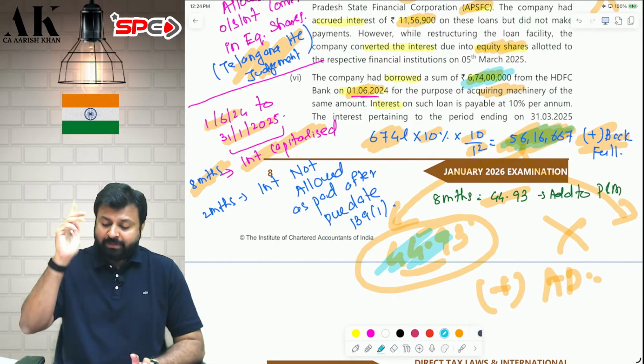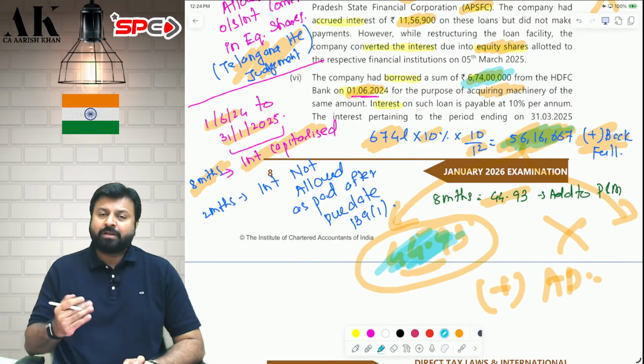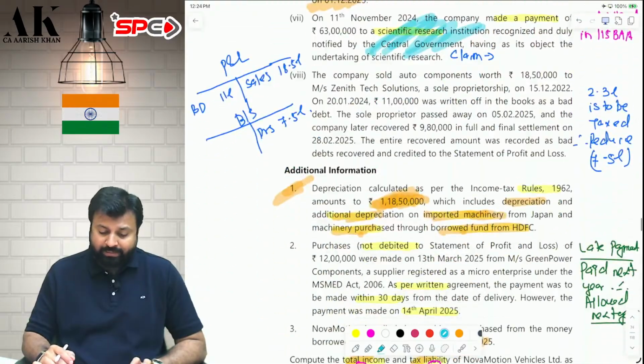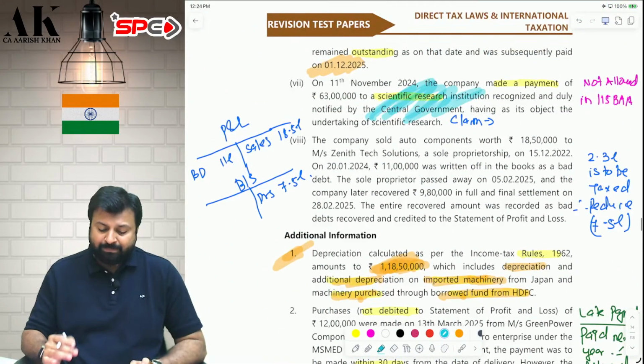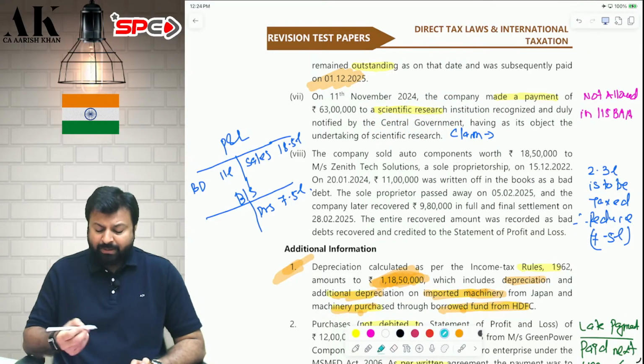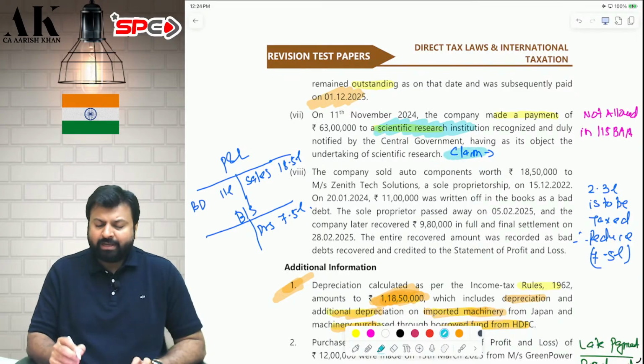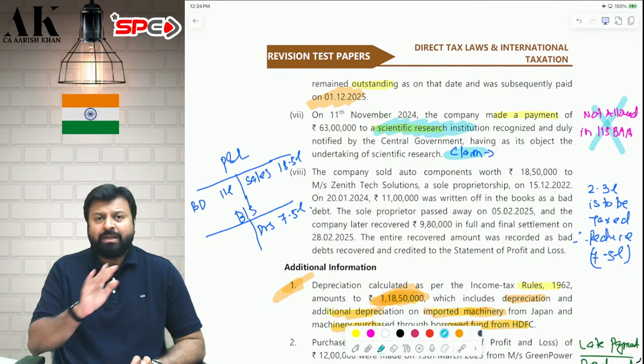Of that, you will add back additional depreciation at 10%, because the machinery was put to use for less than 180 days. Now the next adjustment is a very simple adjustment. We have done this many times in the class earlier, and in the exam paper also. If you are giving a donation to a scientific research institution, you can claim that deduction under the normal provision. Under 115BAA it will not be allowed.